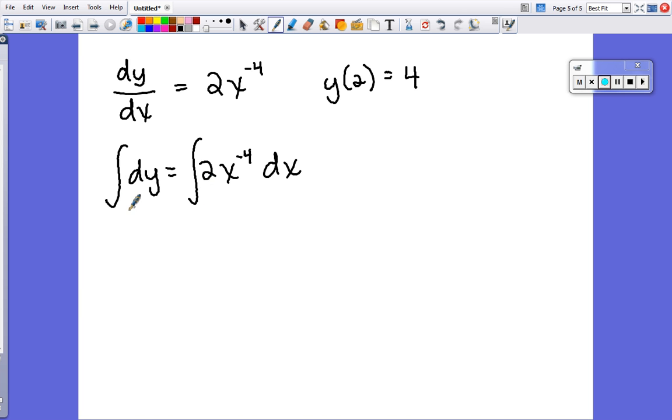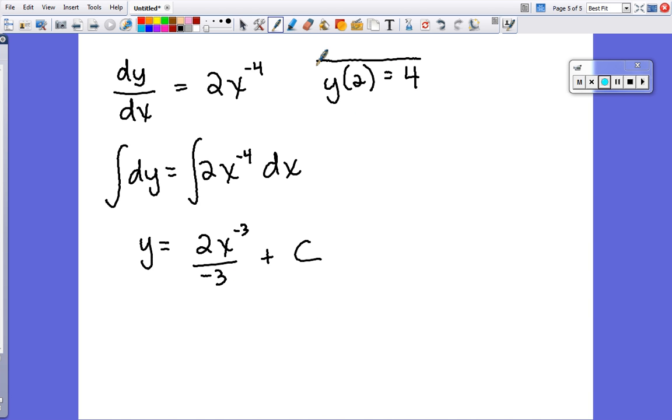You will see that I take the antiderivative, multiplying both sides by dx, and then I'm taking the antiderivative of the left side, which is just dy that's left, and the antiderivative of 2x to the negative 4 dx. The antiderivative of dy is simply y, and the antiderivative of 2x to the negative 4, you add 1 to the exponent, divide by the new exponent, and we get 2x to the negative 3 all over negative 3 plus c as our general solution.